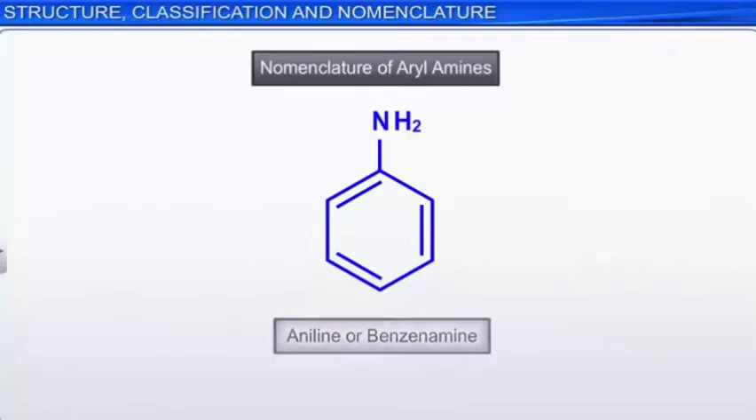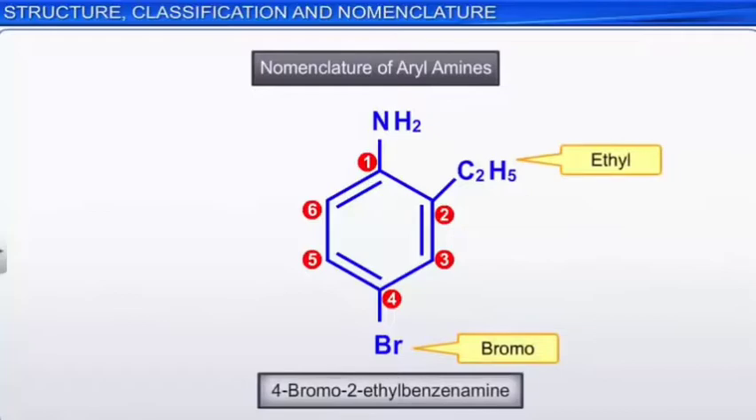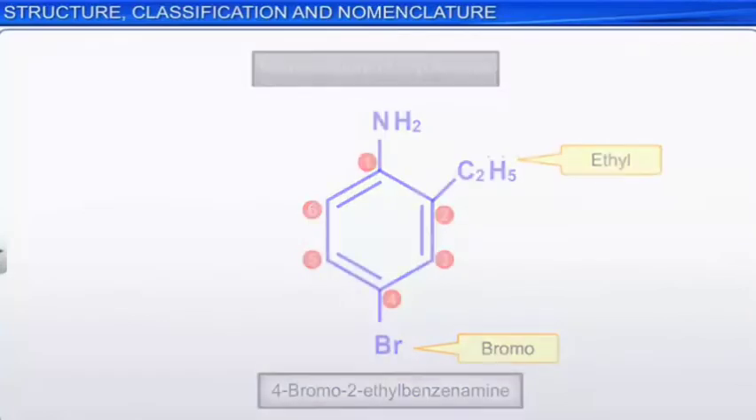Substituted derivatives of aniline are named by assigning the number 1 to the carbon atom that contains the NH2 group. The substituents are listed in alphabetical order. For example, this compound is named 4-bromo-2-ethylbenzenamine. Now try to name these compounds.